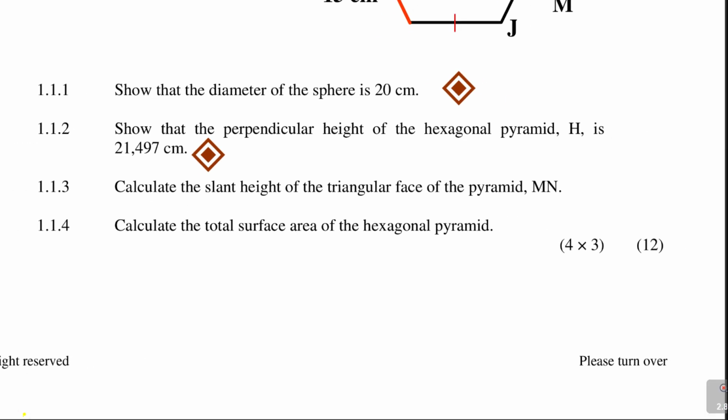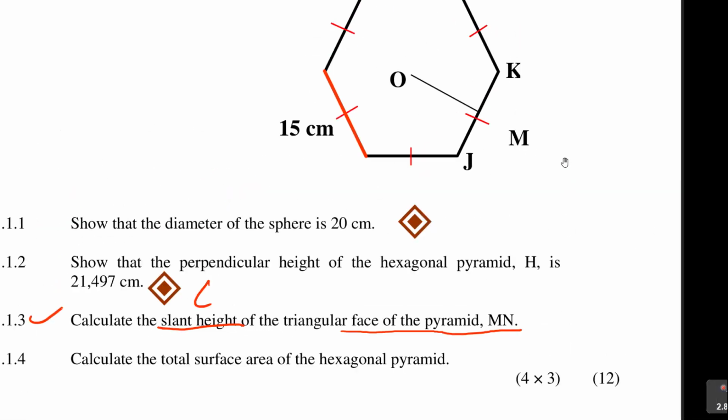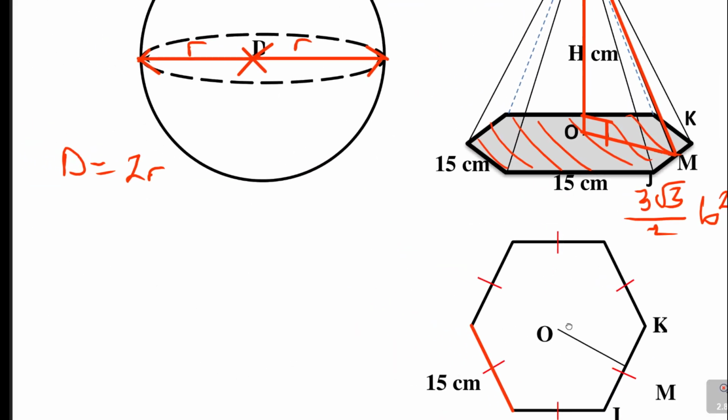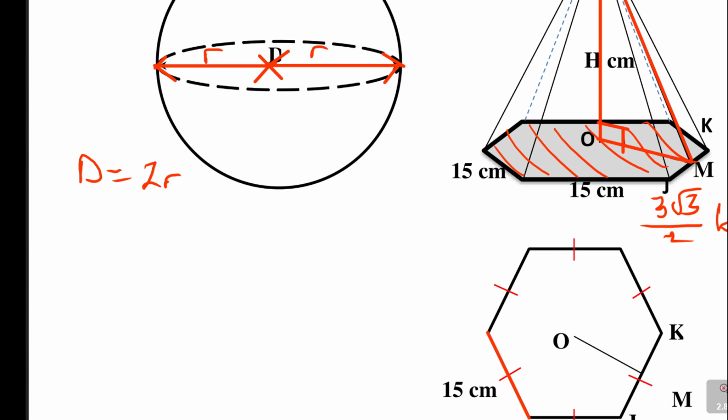The next one is 4.1.3. What is it saying here? It says calculate the slant height, the L of the triangular face of the pyramid, MN. So they are looking for that slant height. But you can see now we have a 90 degrees here, which is a right angle triangle. If I can draw it down here, we've got that shape, and then a 90 degrees there. This is a right angle triangle.